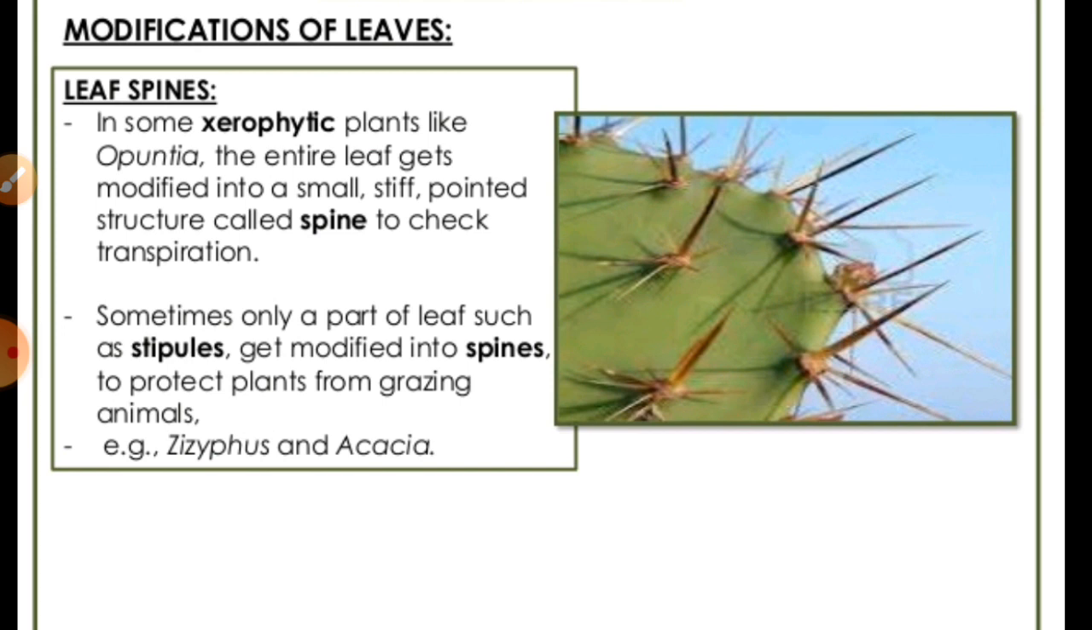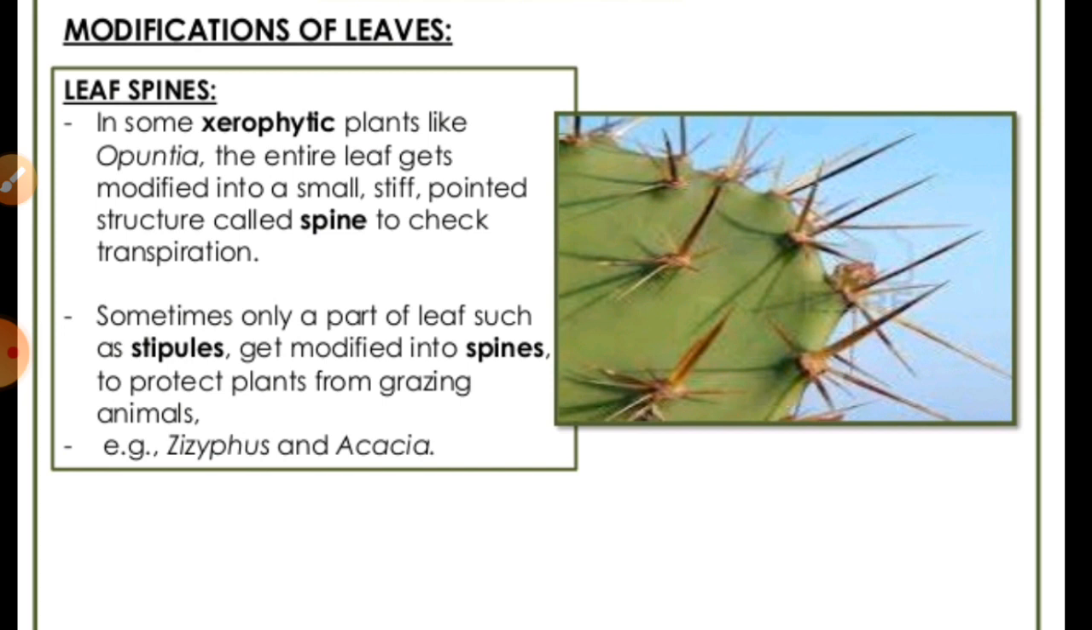Especially first of all we have to talk about one special kind of modification, that leaf can be modified into spines, right. If we talk especially about xerophytic plants, means desert plants, right. I think everybody is familiar with the cactus. All the cactus plants show such kinds of leaf modification in them, right. The entire leaf or a part of the leaf may be modified into a pointed structure, that is called the spine.